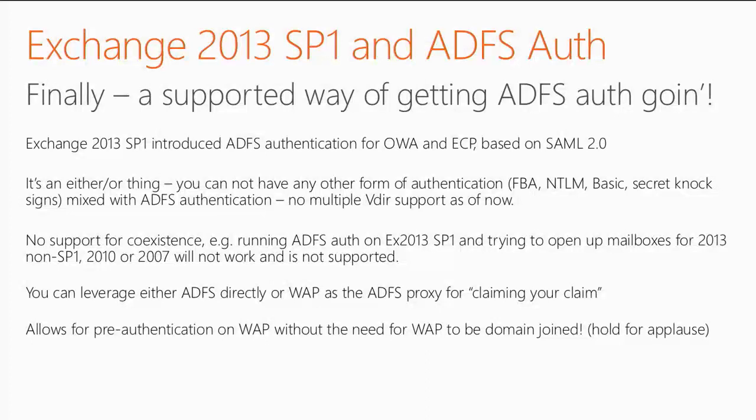All right. So we have a SAML 2.0 implementation right there. We're just going to accept the standard claim. Nothing fancy, nothing wrong with that. There are a bunch of caveats, though. It's an either-or thing, right? So you either go with ADFS auth or all the other stuff we have, OK? So there's no way to have ADFS plus NTLM or ADFS plus forms or something like that. It's not going to happen. So you choose ADFS, you turn off all the rest, right? So no FBA, NTLM, secret knock signs, magic beans, whatever you feel like. It's not going to work, OK?